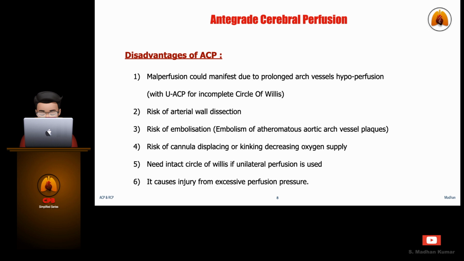The disadvantages of antegrade cerebral perfusion are malperfusion could manifest due to prolonged arch vessels hyperperfusion when we have an incomplete circle of Willis while performing UACP, risk of arterial wall dissection, risk of embolization, risk of cannula displacing or kinking, which results in decreased oxygen supply, and it needs an intact circle of Willis if unilateral perfusion is used. It can cause injury from excessive perfusion pressure to the brain.